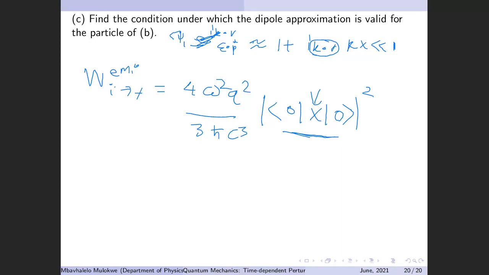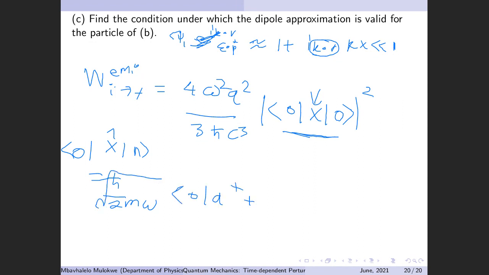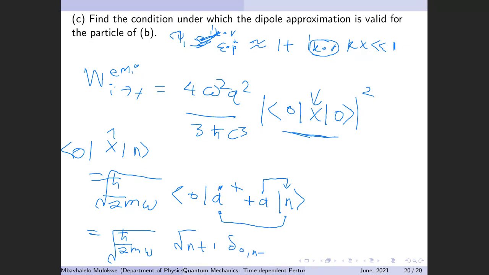So let's write everything in terms of harmonic oscillators. This gives you the square root of h bar over 2m omega, times 0, a dagger plus a, n. I think everyone is happy with this. So a acting on n gives square root of n, and a dagger gives square root of n plus 1, which is this one written there. Then you get delta 0, n plus 1 plus square root of n delta n, 0 n minus 1.